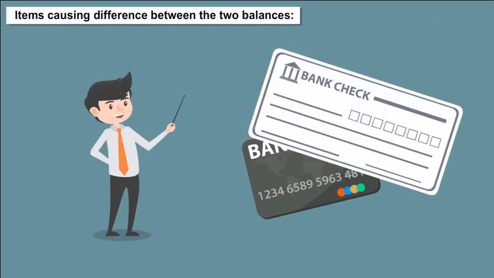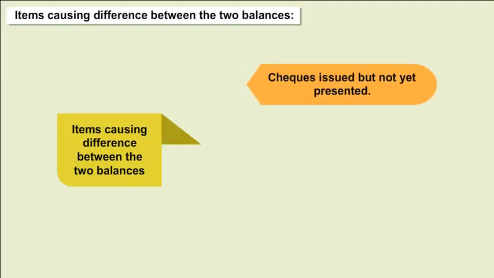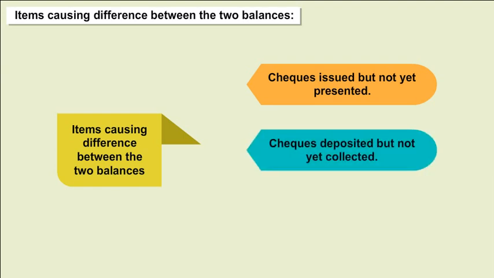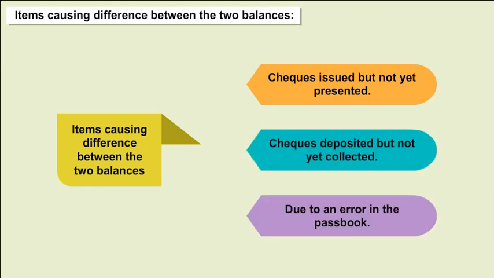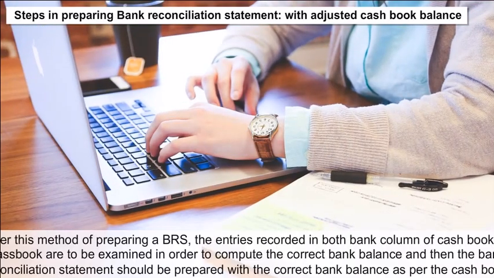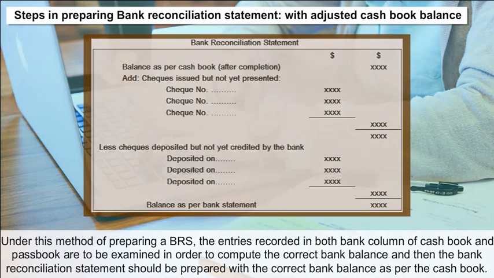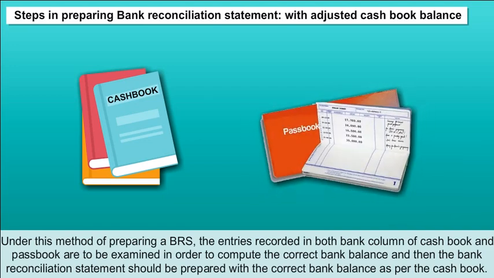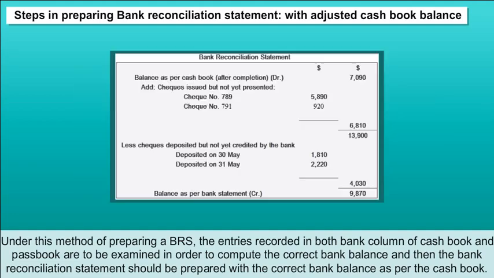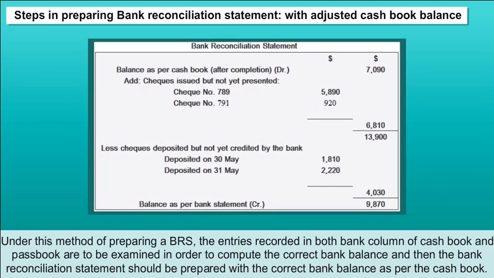Items causing difference between the two balances. These items are checks issued but not yet presented, and checks deposited but not yet collected, due to an error in the passbook. Steps in preparing a bank reconciliation statement with adjusted cash book balance. Under this method of preparing a BRS, the entries recorded in both the bank column of the cash book and the passbook are to be examined in order to compute the correct bank balance, and then the bank reconciliation statement should be prepared with the correct bank balance as per the cash book.